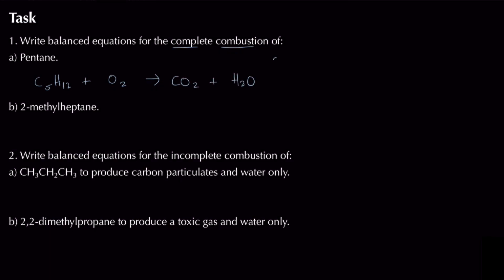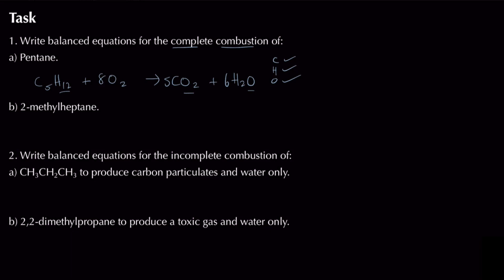Now, if I were to balance this using CHO again, the carbon atoms don't balance. I need a 5 over there. The hydrogens, I've got 12 here, so I need 6 lots of water over there. Oxygen, I've got 6 added to 10, that's going to give me 16, so that's 8 lots of oxygen molecules.